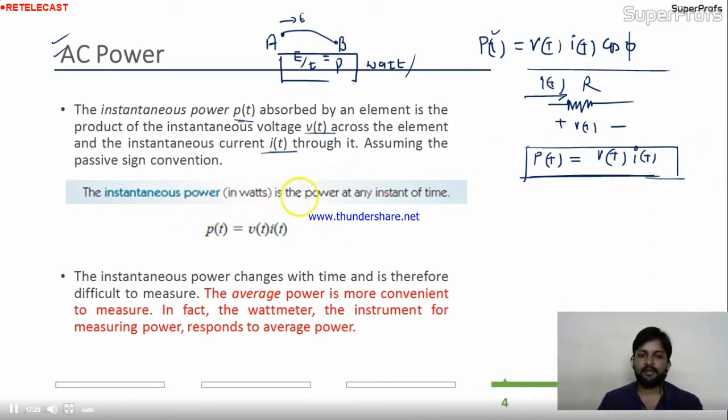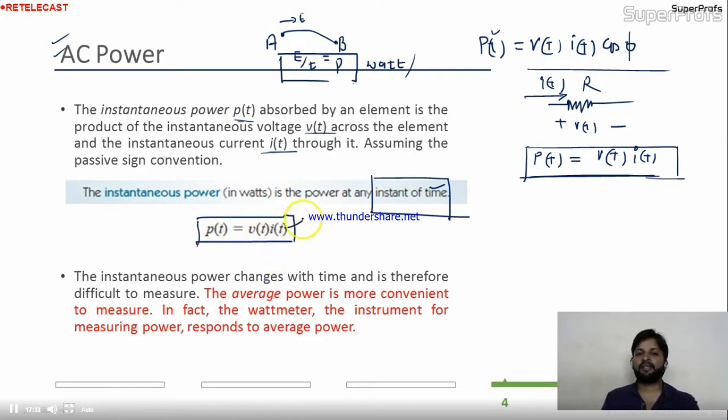So the instantaneous power in watts is the power at any instant of time. Suppose someone asks at a particular time what is the power in the element, you will immediately say multiply the current with the voltage. Right? Now, the instantaneous power changes with time and is therefore difficult to measure, because this is a time dependent parameter. v(t) and i(t) are changing continuously with time. So it is very difficult to get the value of instantaneous power.